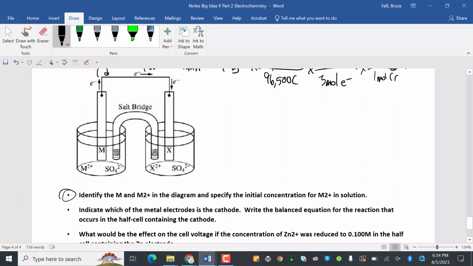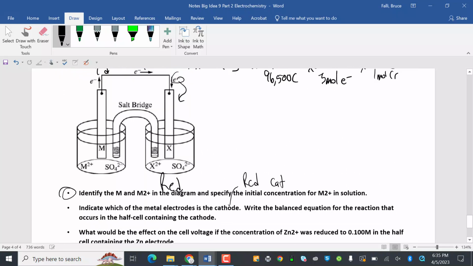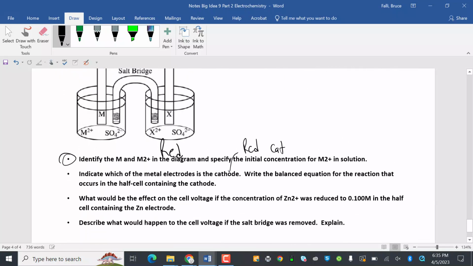Indicate which metal is the cathode. Cathode does reduction. Red cat. Reduction is gain of electrons. This is my reduction cathode. It's gaining electrons. Write the balanced equation for that. Somewhere I'm missing my M's and my M plus 2. I feel bad for this now. So I'm going to skip this. But I do know that's the reduction cathode. So this is the cathode. Indicate which metal. So I need to say which metal electrode is the cathode. This is the cathode.